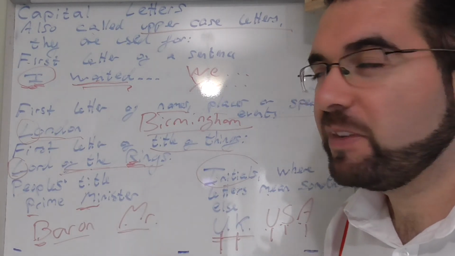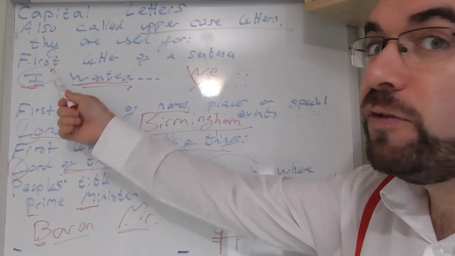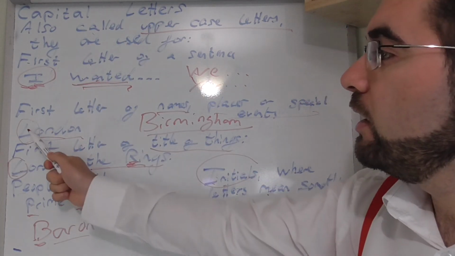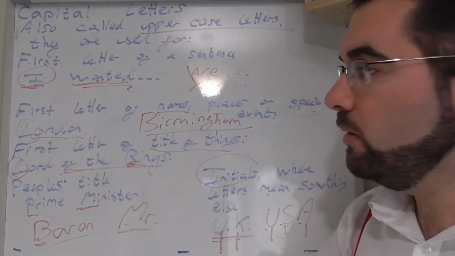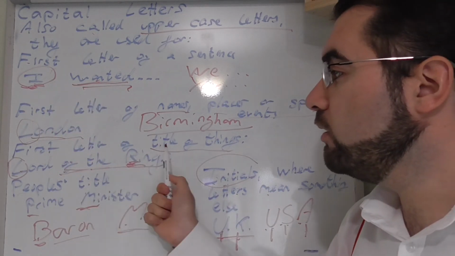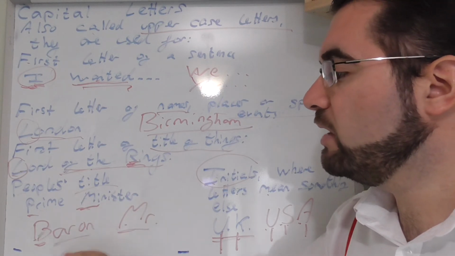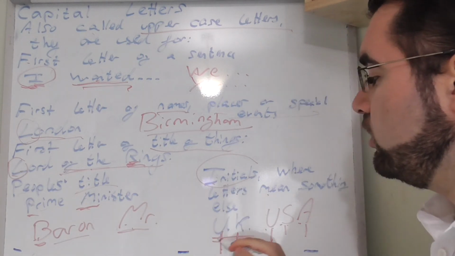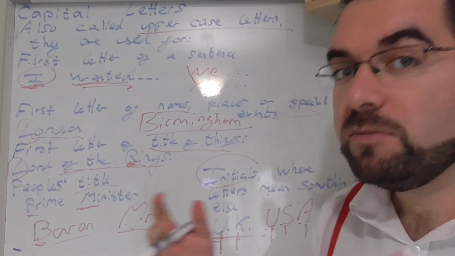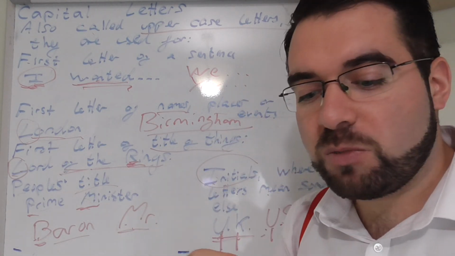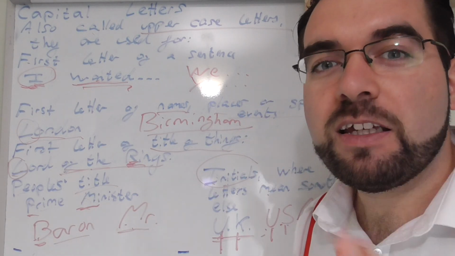How cool is that? So, capital letter, first letter of the sentence. Names, places or events, London. Titles of things, Lord of the Rings. People's titles, Prime Minister, Baron, Mr. Or initials, UK, USA. How cool is that, language explorers? Let's keep exploring.